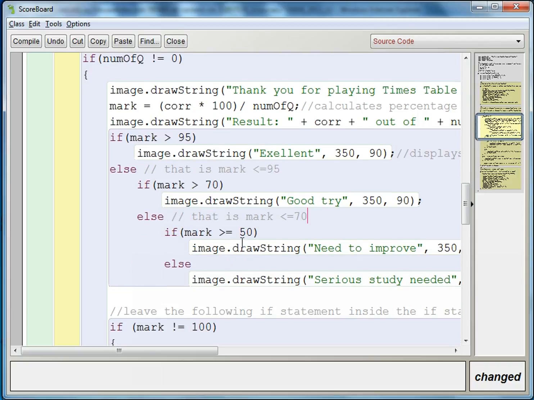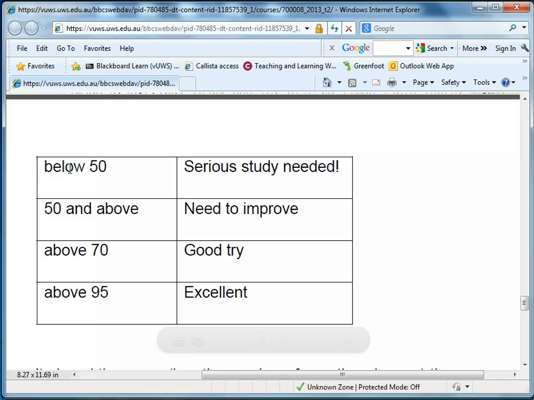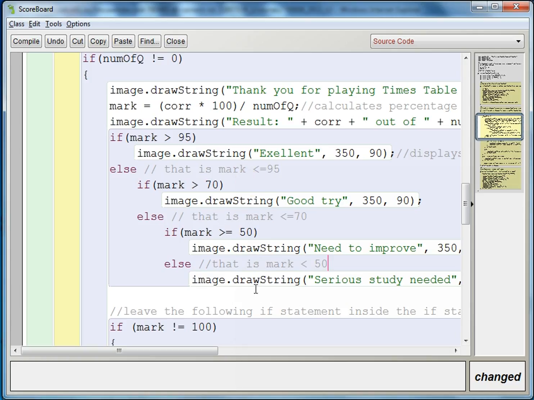Okay, now, the else bit of this, what is the next possibility? If it's not greater than or equal to 50, the opposite of greater than or equal to 50 is less than 50. Okay, now it automatically meets this one, isn't it? Below 50, that's what's left. We don't have any more conditions to check. That's what's left. Serious study needed. So then we display else serious study needed. We didn't need another if statement because this was part of it. The only thing that is left is that.